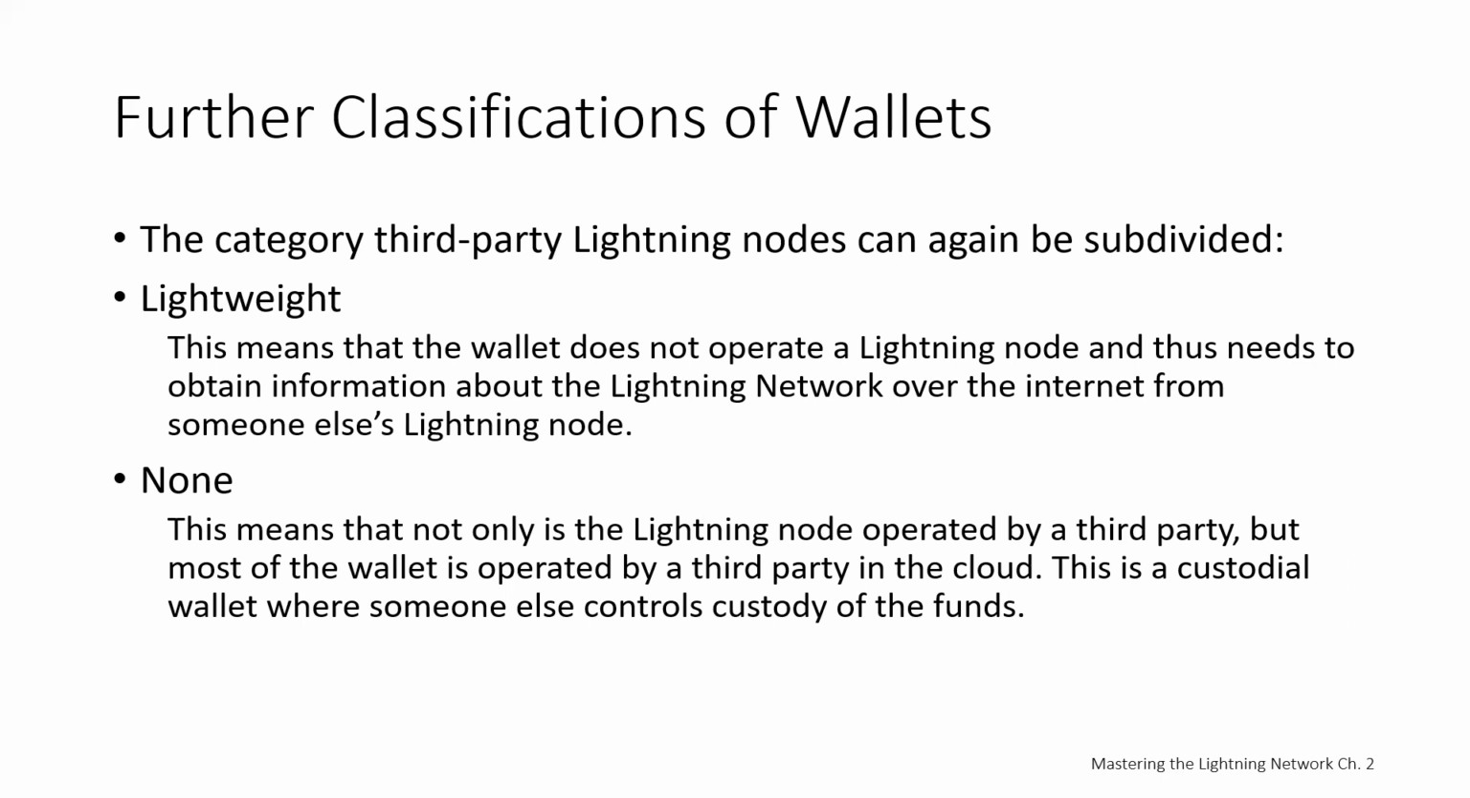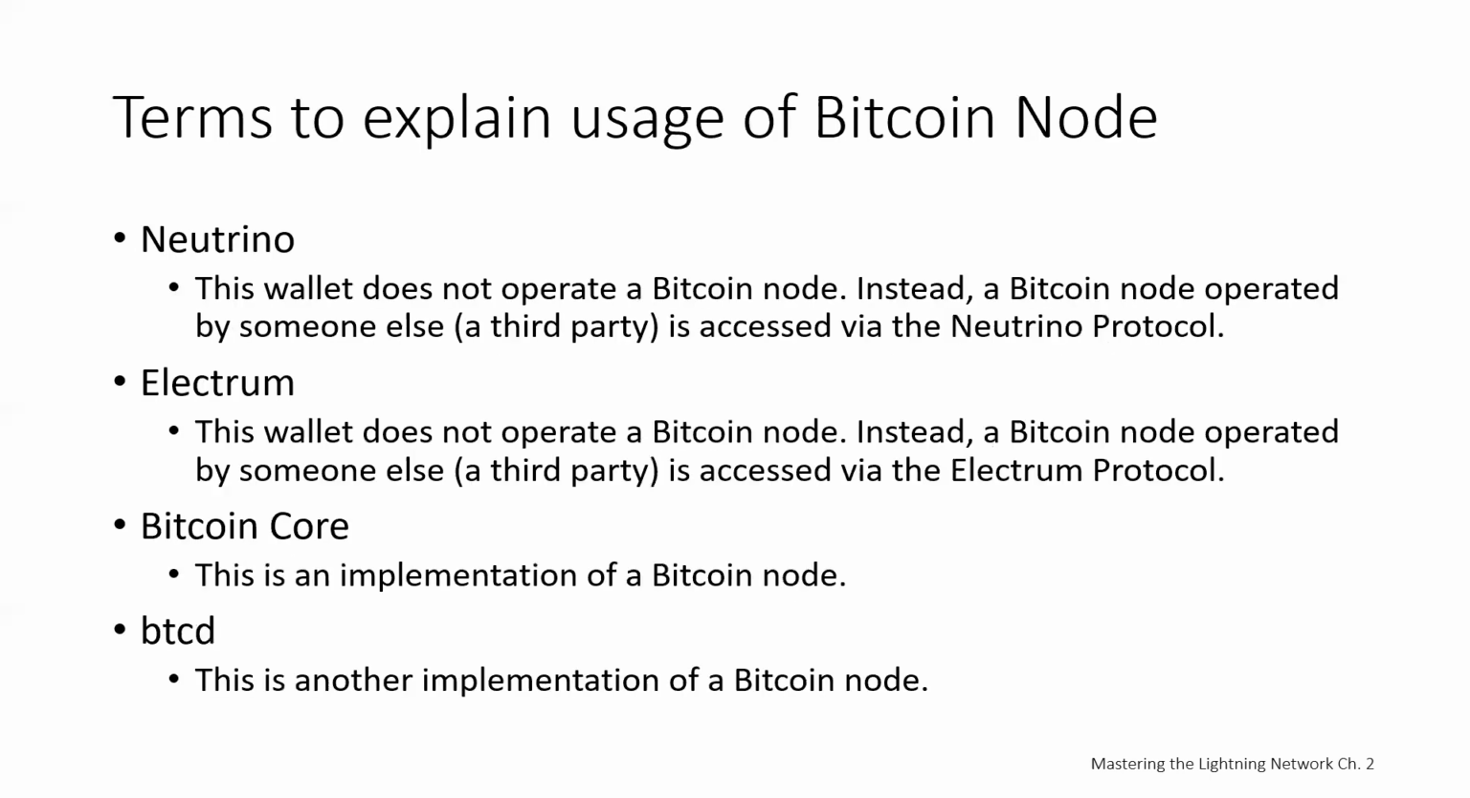The category for third-party Lightning nodes could again be subdivided. So we've got lightweight nodes, which means the wallet does not operate a Lightning node and therefore needs to obtain information about the Lightning network over the internet from someone else's Lightning node. None means that not only is the Lightning node operated by a third party, but most of the wallet is operated by a third party in the cloud as well. So that's a custodial wallet where someone else controls custody of the funds.